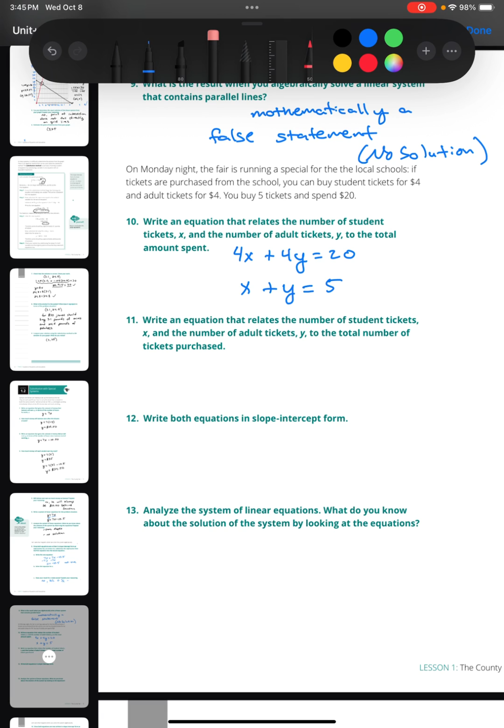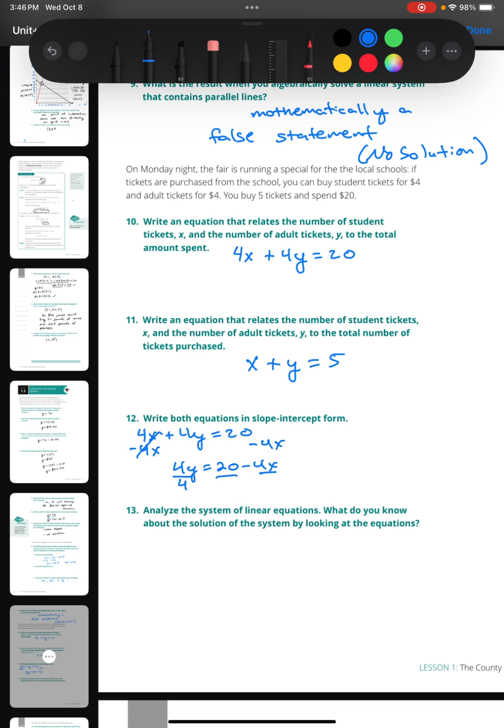I was skipping ahead. Let me write that down here. So x plus y equals 5. So there's the equation that relates the number of student tickets, x, and the number of adult tickets to the total number of tickets purchased. So it wants us to now write both equations in slope-intercept form. Well, for 4x plus 4y equals 20, if we solve for y, we're going to subtract 4x and then divide by 4, and we get y equals 5 minus 1x.